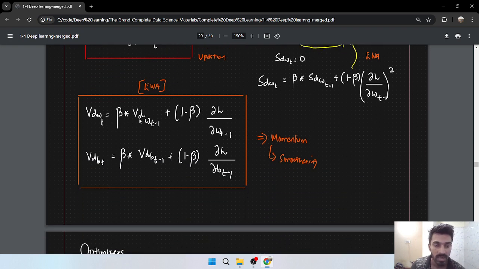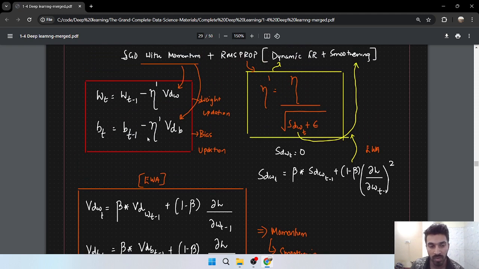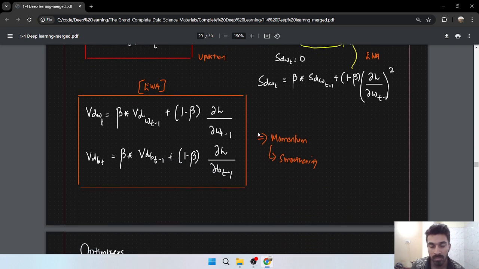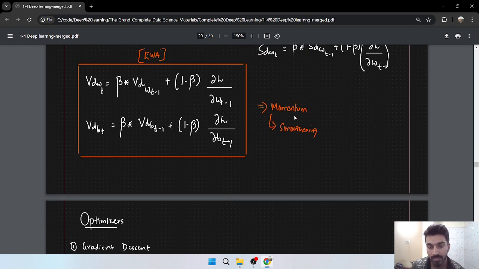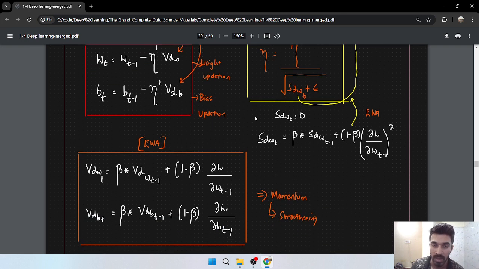So in v also we have introduced some momentum, so this will look like vdW t equal to beta. Beta is basically your hyperparameter. It's also a hyperparameter, like alpha t in your learning rate. Here also we have to introduce your hyperparameter. So that's it for the Adam optimizer. Adam optimizer is the combination of SGD with momentum and RMSprop. RMSprop is dynamic learning rate plus smoothing.